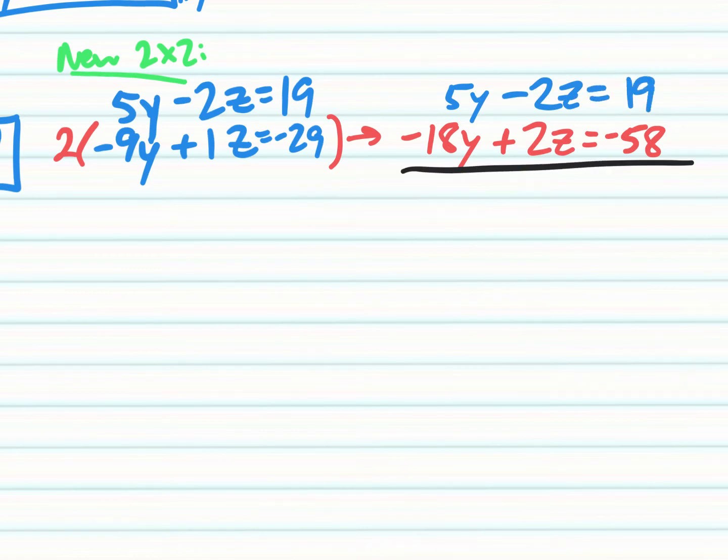Now we could combine those lines, eliminate the z's. We end up with negative 13y equaling, what is that? Negative, help me.